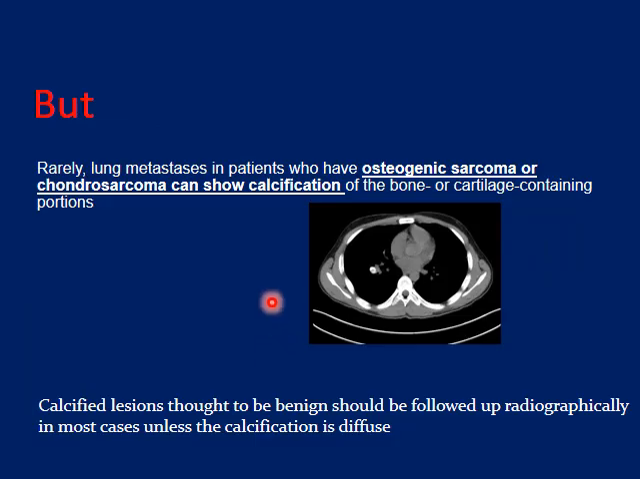But rarely, metastasis in patients with osteogenic sarcoma or chondrosarcoma may show calcification or ossification in the bone-forming or cartilage-containing portions. Calcified lesions thought to be benign should be followed for at least 2 years to tell that they are benign. So we mentioned that this is, for example, a granuloma. However, follow-up is recommended to monitor its behavior.